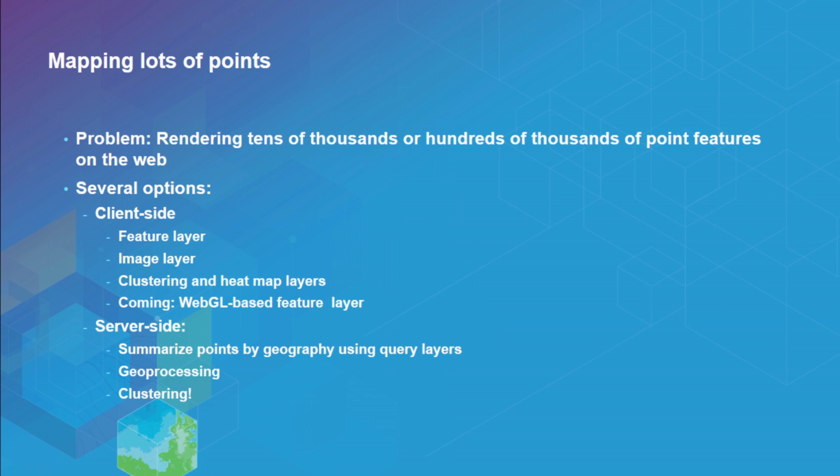Yesterday, you might have seen the new WebGL-based feature layer that's coming. That's probably going to solve some of these problems as far as the client-side processing is concerned. But maybe what I'm going to show you has another lifetime of 3 to 6 months until this is released. On the server side, there are some out-of-the-box options as well. So people have used a technology called query layers to basically summarize the data on the fly into, let's say, admin boundaries or some kind of hex bins. Or you could do geoprocessing to summarize the data. But here I'm going to show you a clustering example.